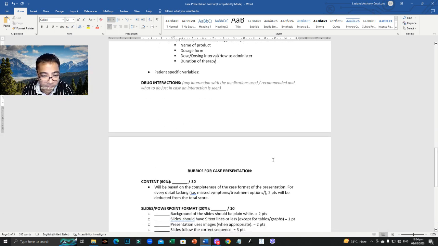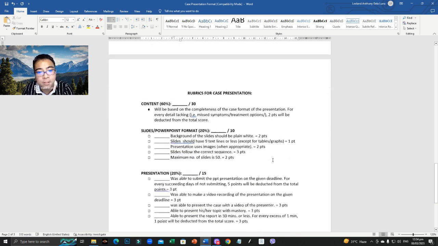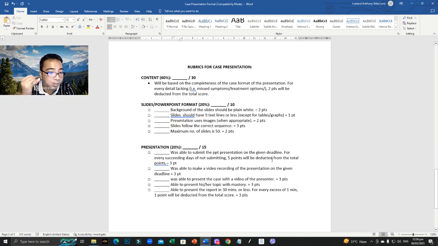Now, let's go, class, to the rubrics for the case presentation. So, I'll be grading you, class, based on the content, your slide presentation, and your presentation itself. Okay, so, a big chunk, class, of the presentation will be based on the content of the presentation. Sabi nga natin, kung maayos, class, ang content ng inyong presentation, sigurado akong maayos din ang lalabas niyan. Right? So, 60%, will be based on the completeness of the case format of the presentation for every detail lacking. Halimbawa, kulang ka sa symptom. Binasa ko yung case.